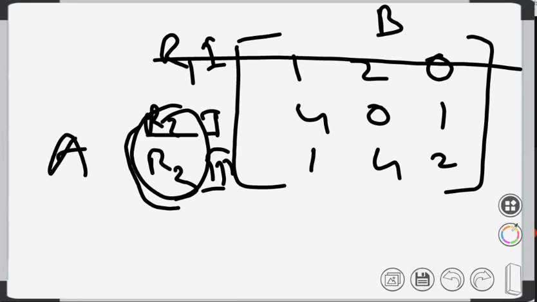Can you quickly complete the problem? Please do complete the problem. I am also doing it. Now we have two rows and three columns, so draw the graph and find out the probabilities.